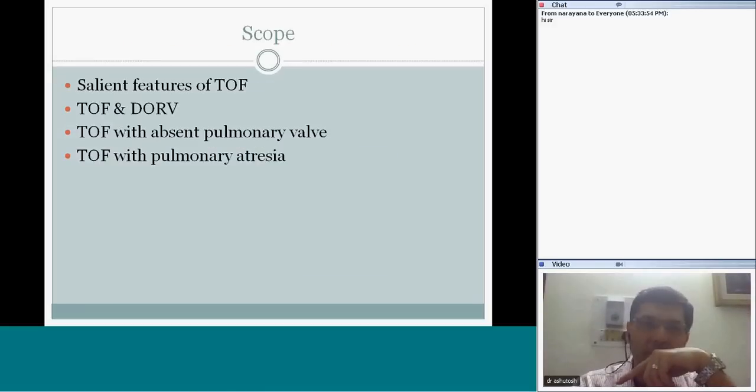So what is the scope of this class? We're going to cover the salient features of tetralogy. We're going to talk about echo differences between TOF and double outlet right ventricle. Then briefly we'll cover further variants such as tetralogy with absent pulmonary valve, tetralogy with pulmonary atresia, and also I'll try to give something about the post-TOF imaging.